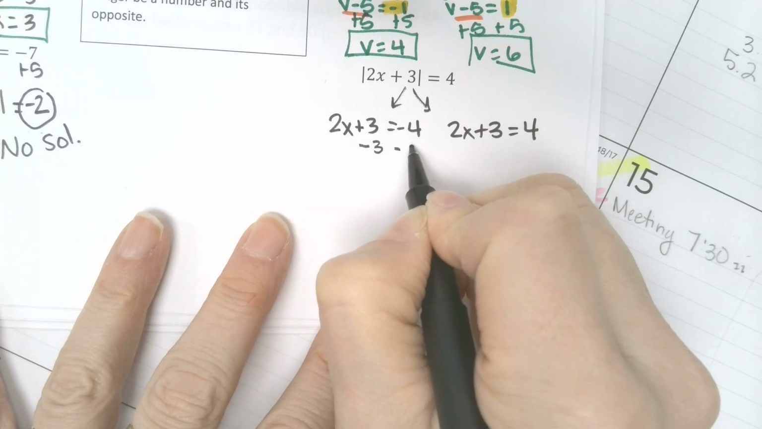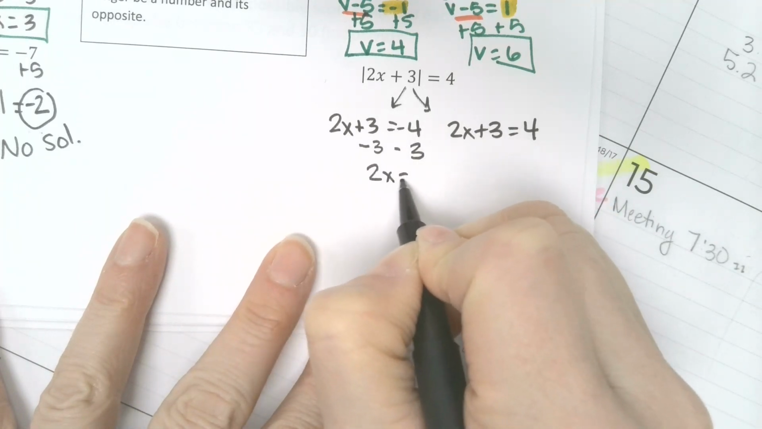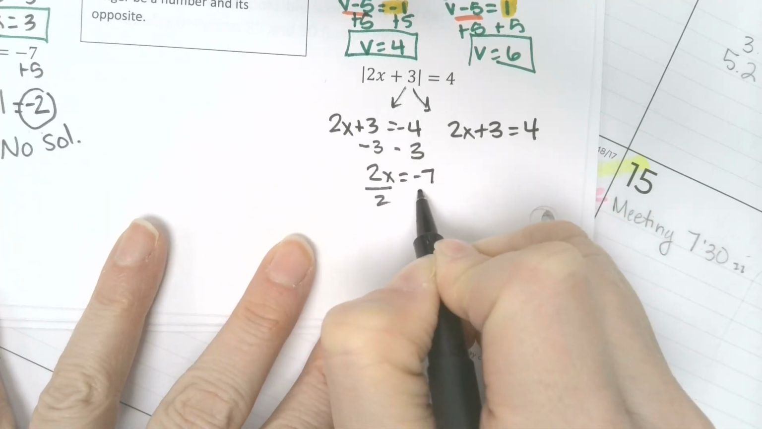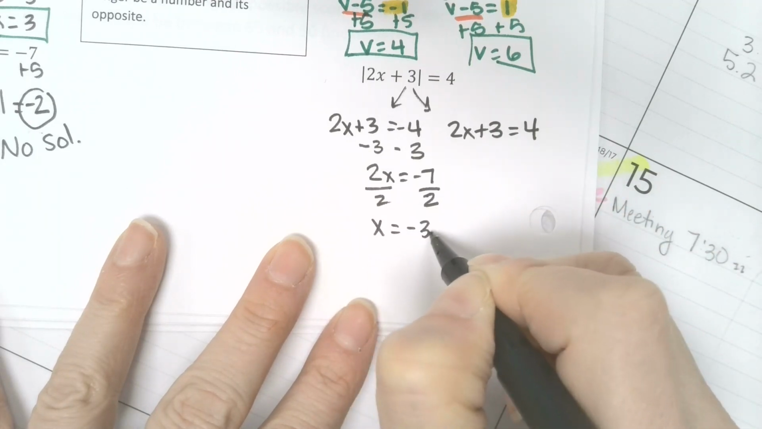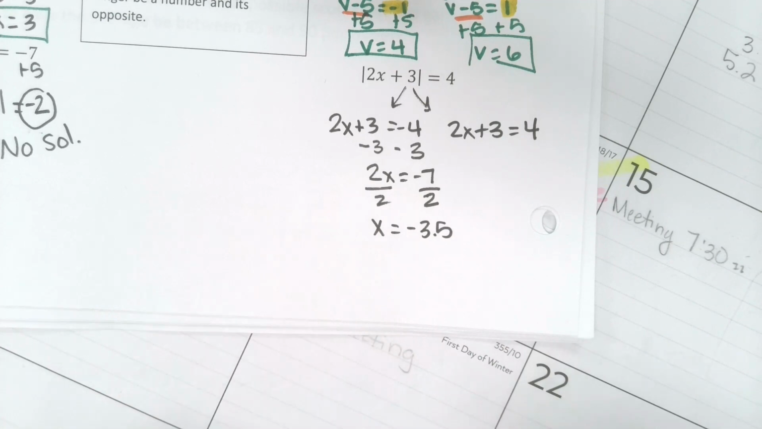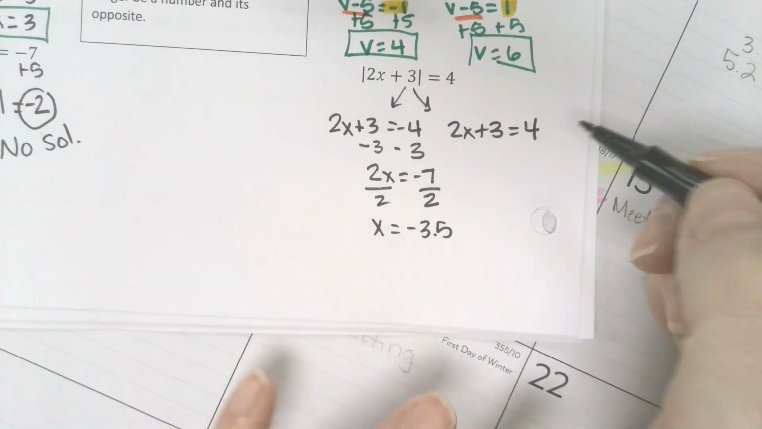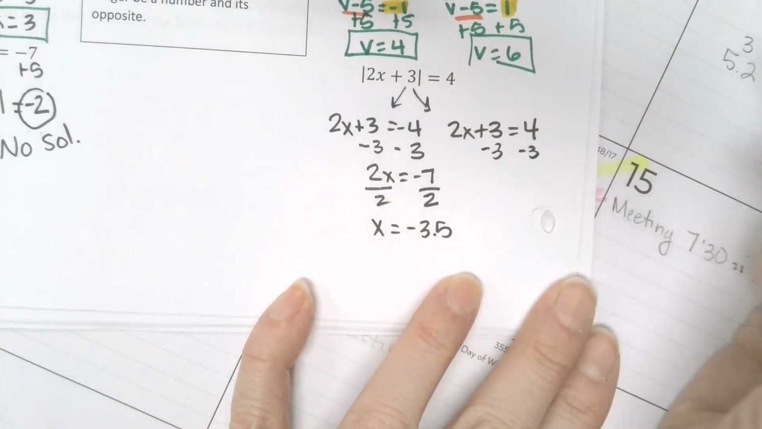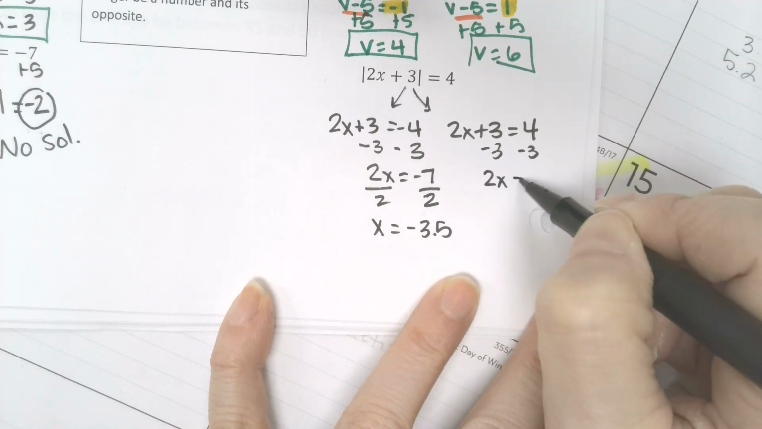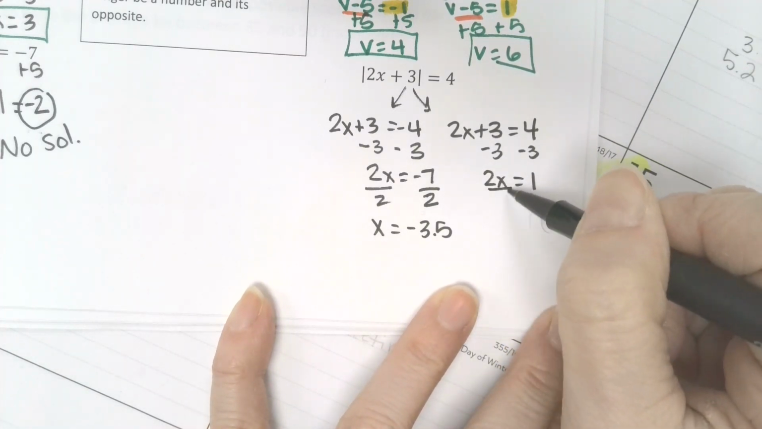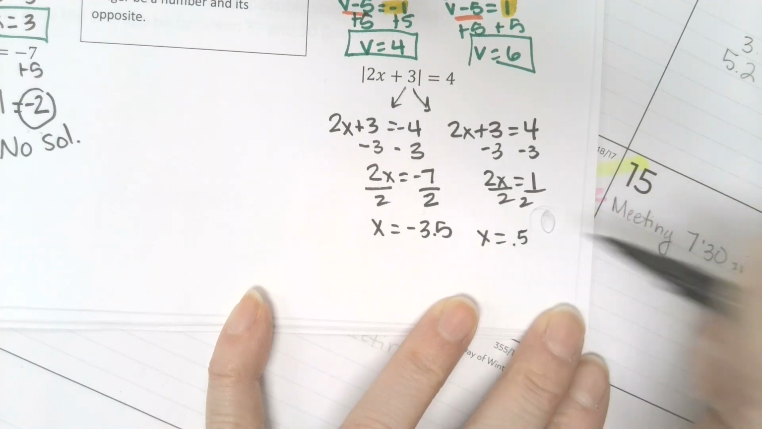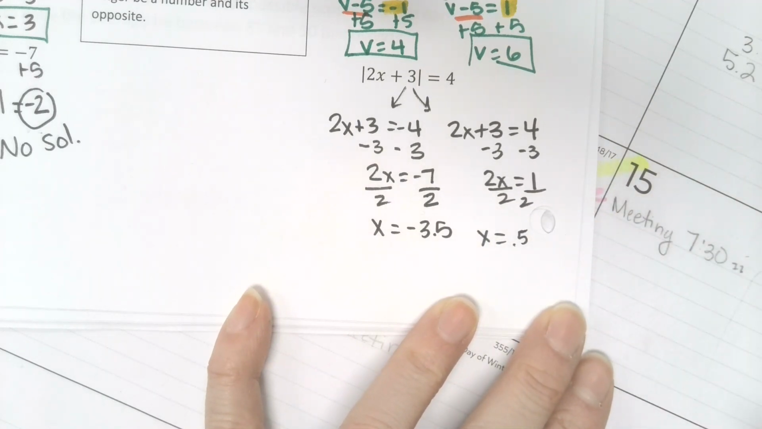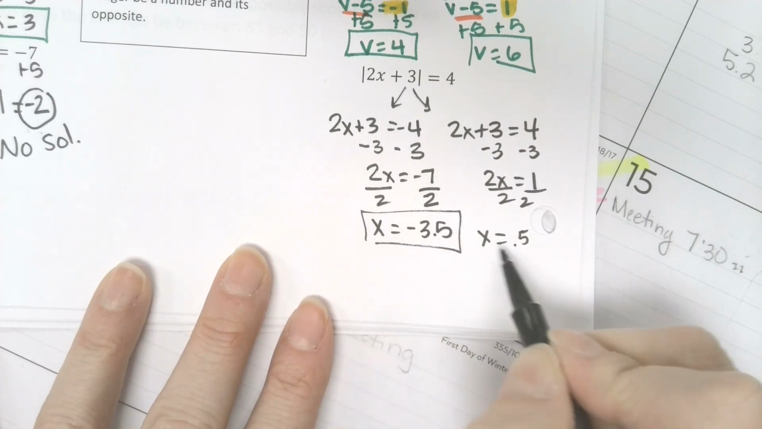I'm going to subtract 3 and get 2x equals negative 7. I'm going to divide by 2 and get x equals negative 3.5, or negative 7 over 2, whatever makes you happy. I'm going to subtract 3. 2x equals 1. And x equals 0.5 or 1/2, whatever makes you happy with that. And there are your two solutions.